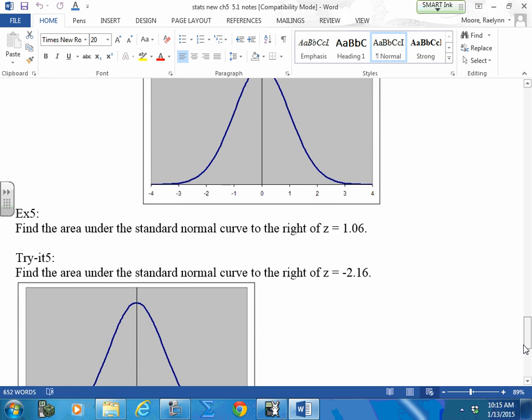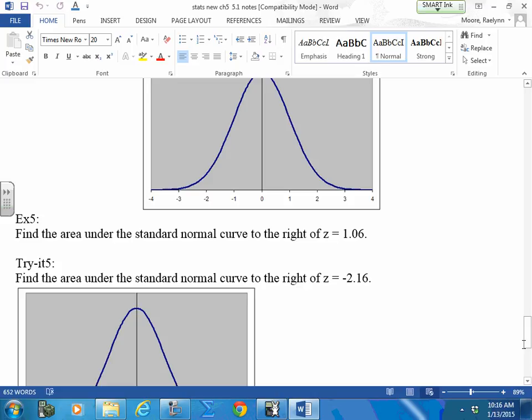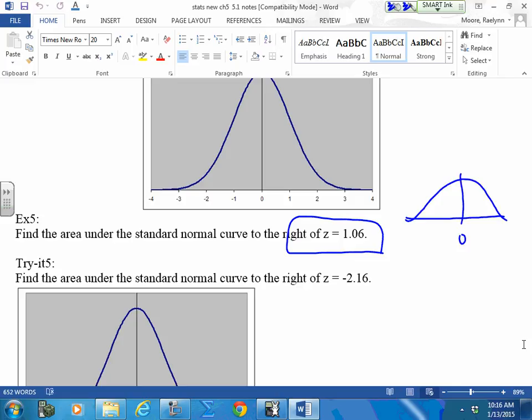Let's have you try these two things. Find me the area to the right of the z-score of 1.06, just for this one right now. Sketch your curve. Everybody should have a pencil in hand. Sketch your curve, shade it in. Be quick. When you sketch this, just go like this. This is all I want, remember? 0. Where's the 1? To the right. What do I want? To the right.